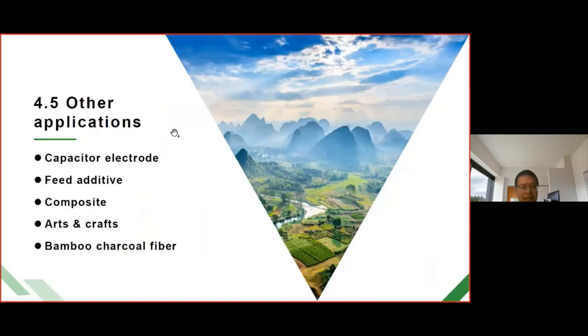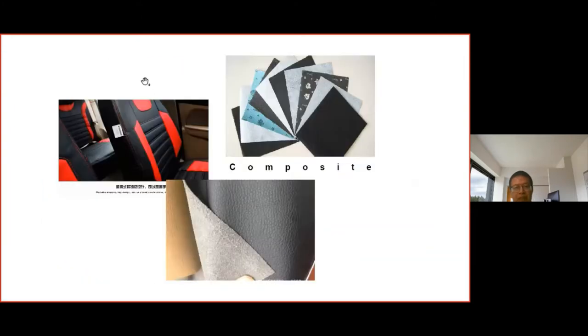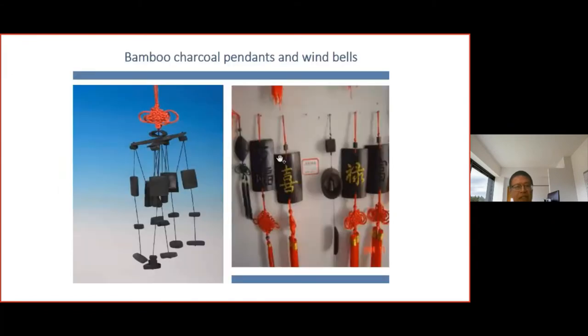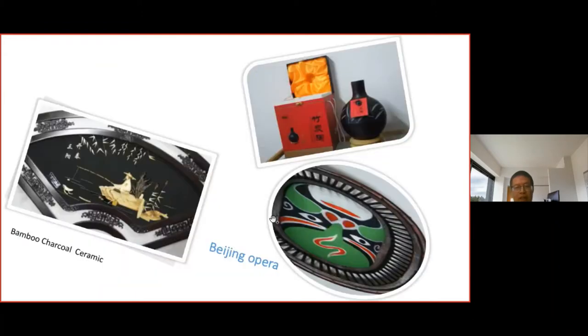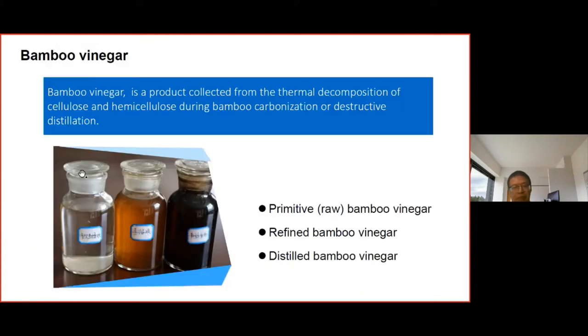Bamboo charcoal briquettes. Another application for bamboo charcoal, we can use capacitor electrode, heat additive, and composites, bamboo charcoal pendants, and window bells. It's a famous product in China, Beijing apple and bamboo charcoal ceramic. It's very nice arts. We can use bamboo charcoal for many products of bamboo charcoal fiber.